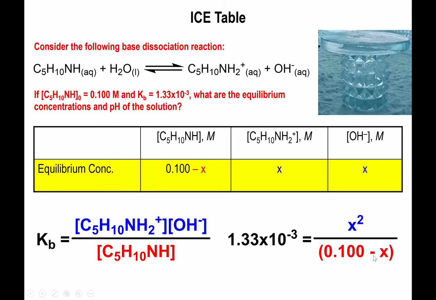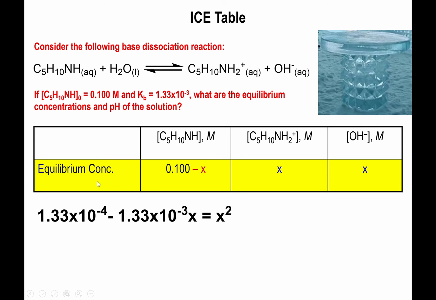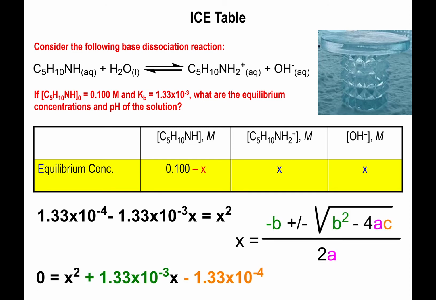Since we cannot neglect the x, we're going to have to cross multiply by 0.1 minus x to yield the following equation. We're going to move everything to the right side of the equation so that we have 0 equals x squared plus a term times x plus some other term that doesn't have x's. This gives you the material necessary to perform the quadratic formula equation to find the value of x.